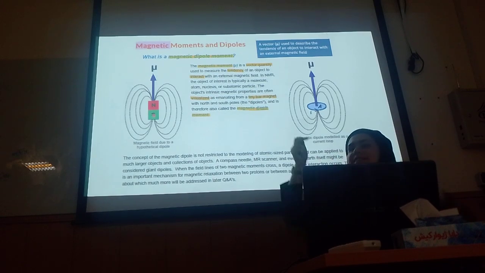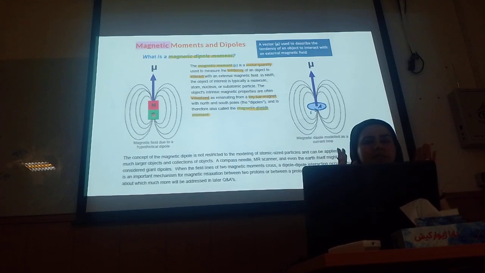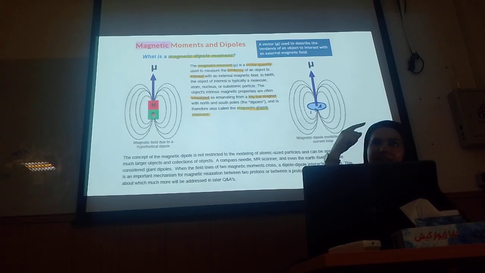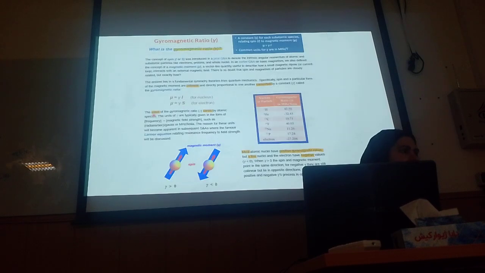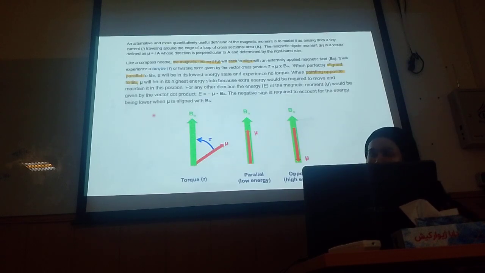If you want to imagine a spin, the easiest way is rotation or revolution. What is the meaning of a spin? Spin and rotation. Okay, that's right.